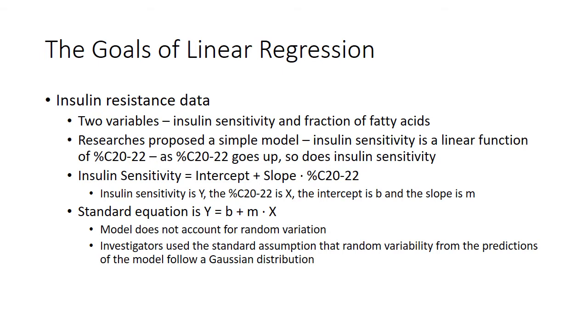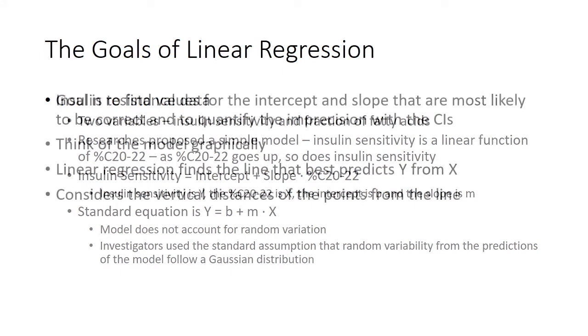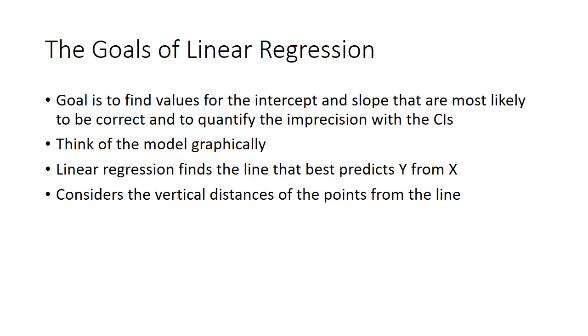But we'll say that, in these cases, the investigators are using that standard assumption that the random variability they're finding from those predictions of the model is going to follow a Gaussian distribution, or should be normally distributed. And so basically the goal here is to find those values for the intercept and the slope that are most likely to be correct, and we will quantify any precision that we can have there with confidence intervals. So we're going to say that this line may not be perfect, but we'll have the 95% confidence intervals so that were you to apply that back to another random sample out of the population that you were interested in, you could at least get it within that range.